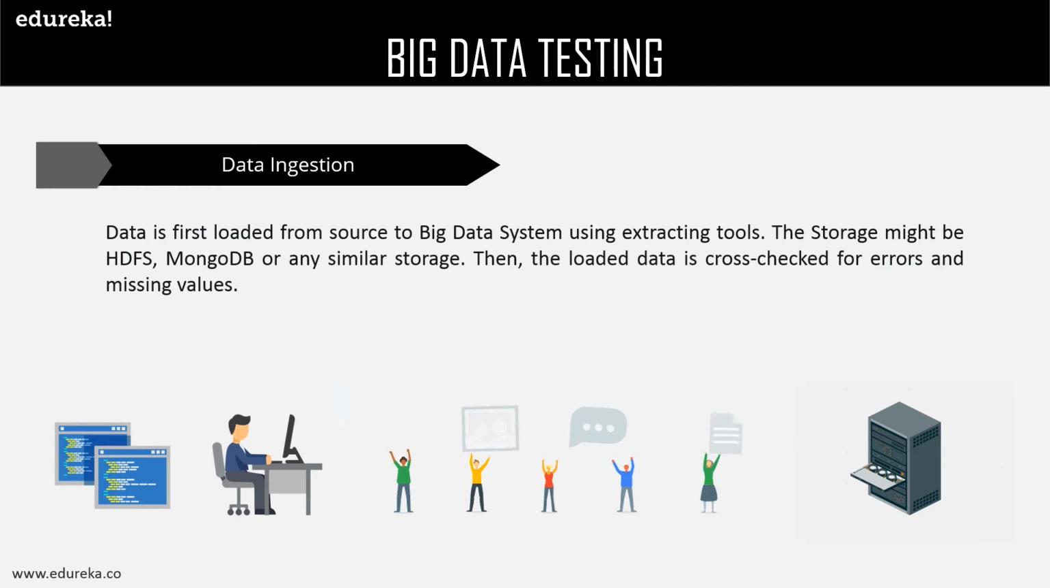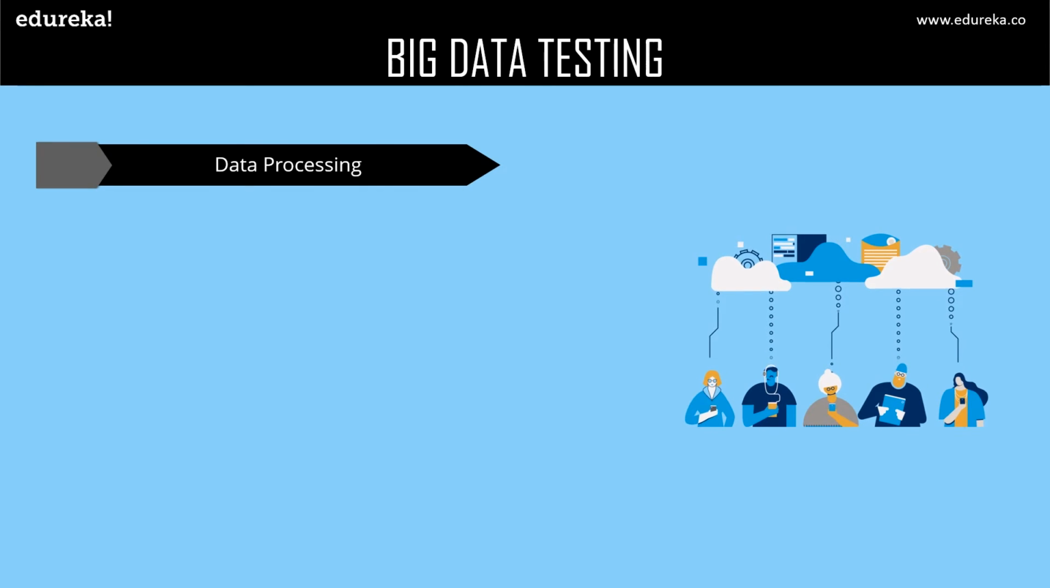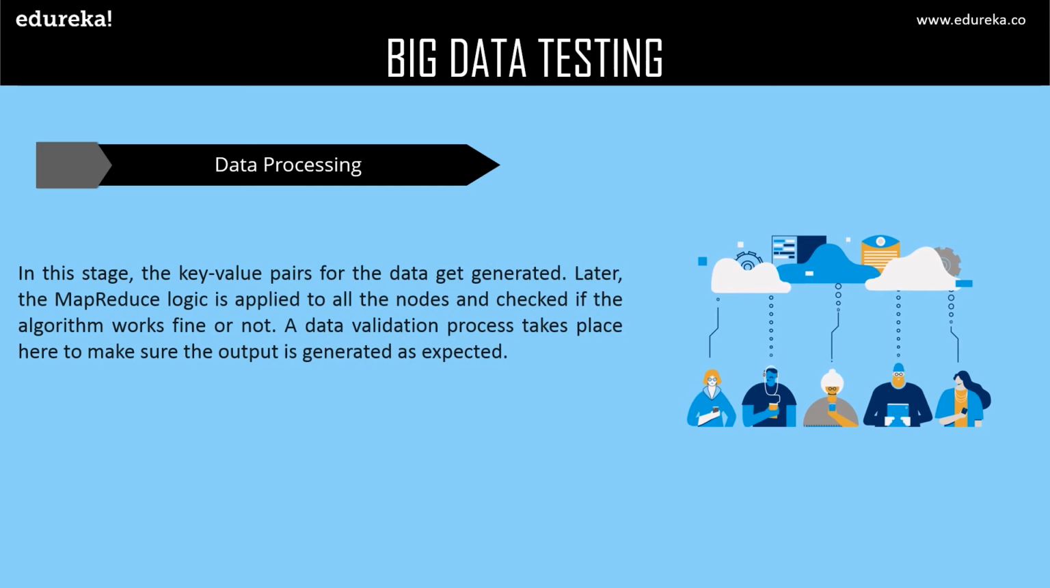Followed by the data ingestion phase, we have data processing phase. In this stage, the key value pairs for the data get generated. Later, the MapReduce logic is applied onto the nodes and checked if the algorithm works fine or not. A data validation process takes place where we make sure that the output generated is as expected.